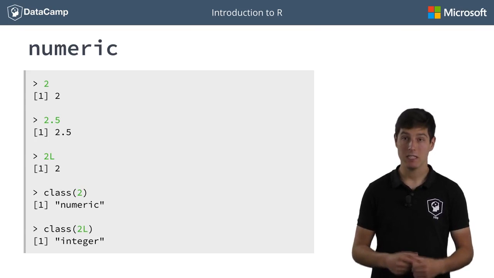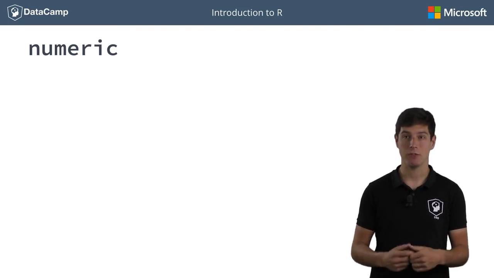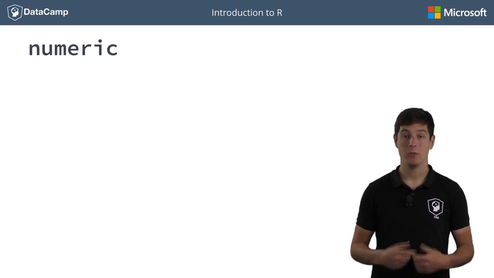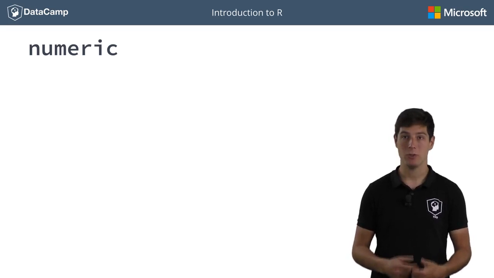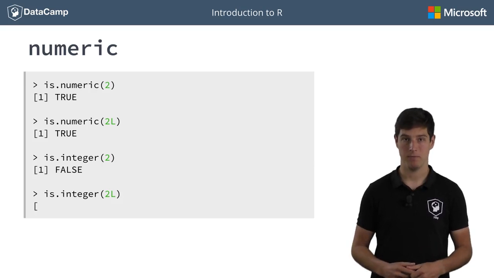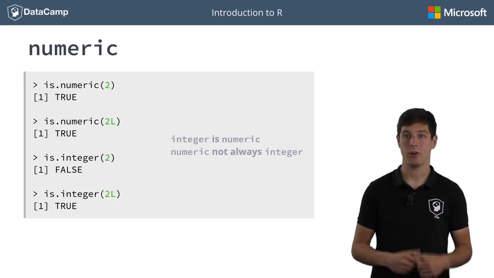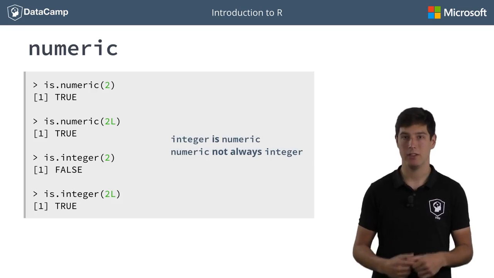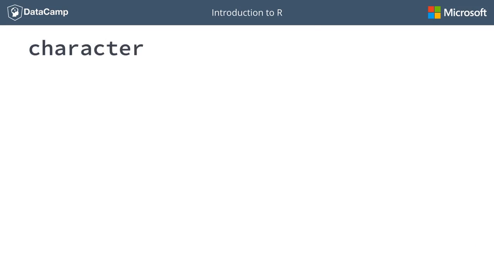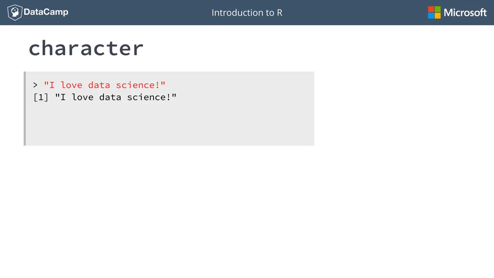Instead of asking for the class of a variable, you can also use the is.dot functions to see whether variables are actually of a certain type. To see if a variable is numeric, we can use the is.numeric function. It appears that both are numerics. To see if a variable is integer, we can use is.integer. This shows us that integers are numerics, but that not all numerics are integers. So there's some kind of type hierarchy going on here. Last but not least, there's a character string. The class of this type of object is character.